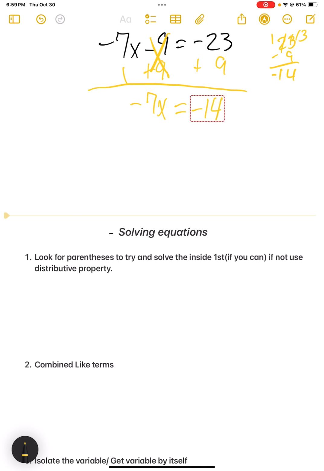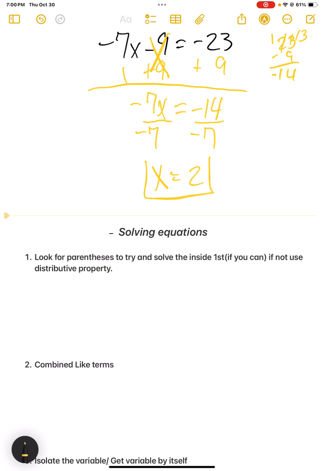And then the final step, we have to separate x from negative 7. I know a lot of people will sit here and just divide by 7. No, you must divide by whatever the number is that is attached to the variable. Since this number is negative, you are dividing by a negative. So negative 7 divided by negative 7 is a positive 1. That means I have it correct. x is by itself. And then negative 14 divided by negative 7 is a positive 2.